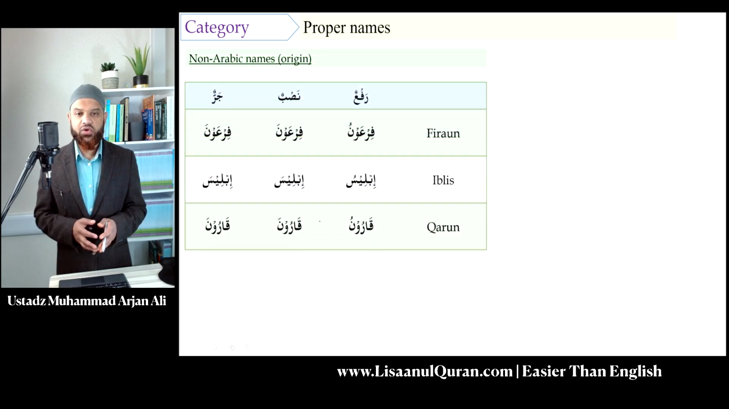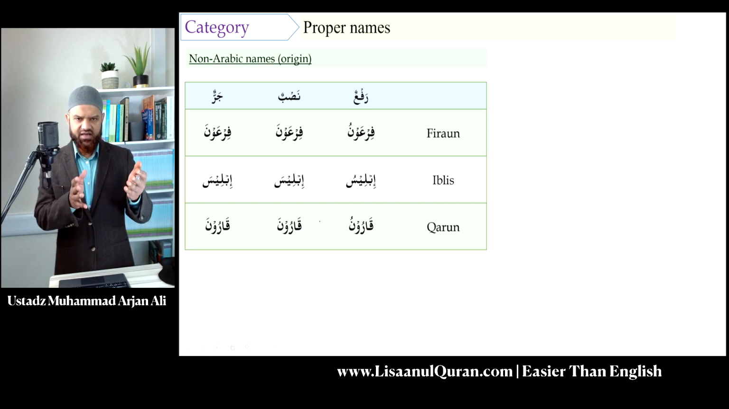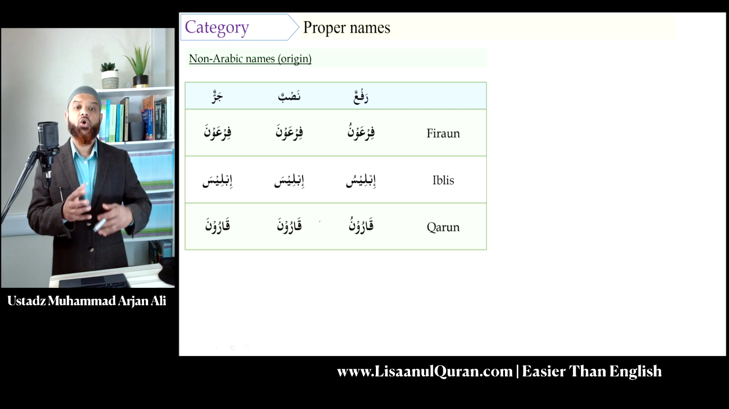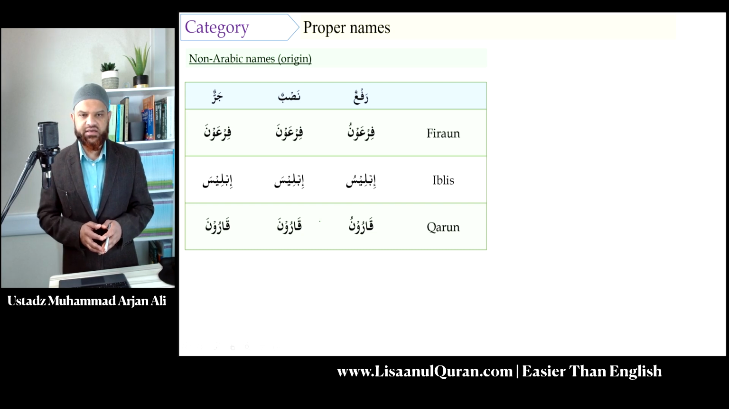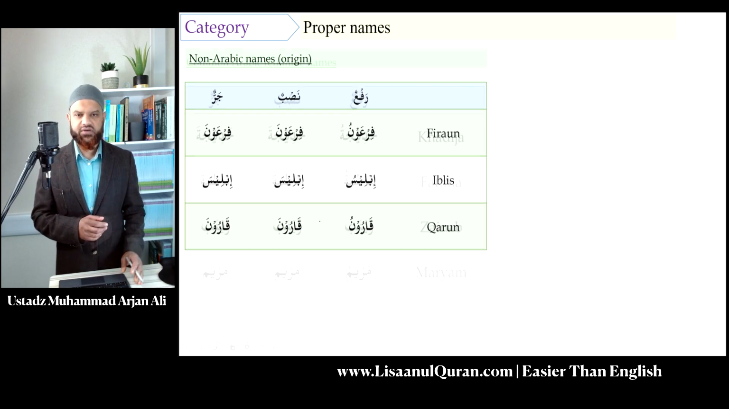Other names that you're likely to come across which are non-Arabic in origin are also partly declining, ghayru munsarif. Firawnu, Firawna, Firawna. Iblisu, Iblisa, Iblisa, etc. Again, there are examples here for you. And anytime you come across a name that is not originally Arabic, a male person's name will also decline in this way. They are ghayru munsarif.